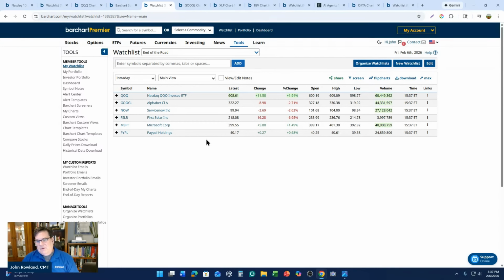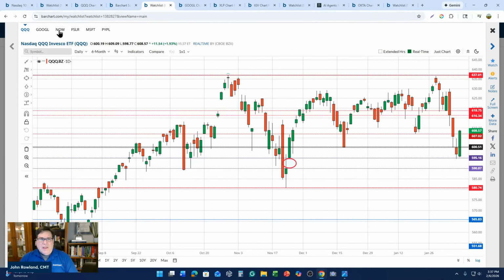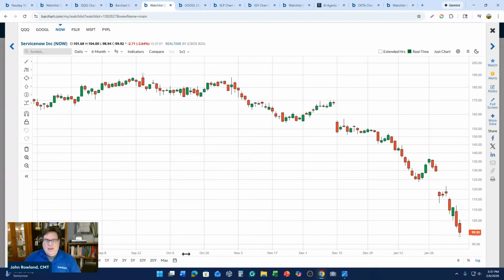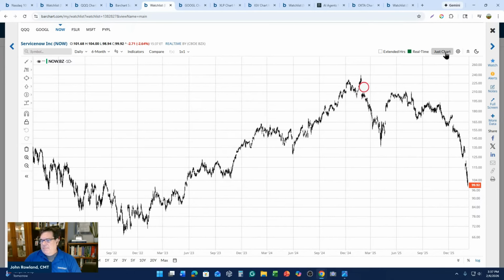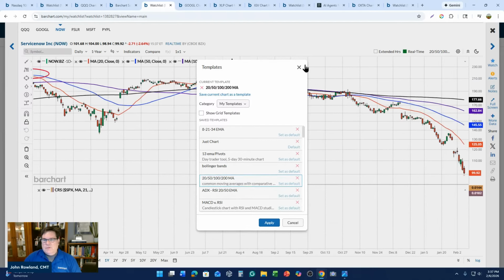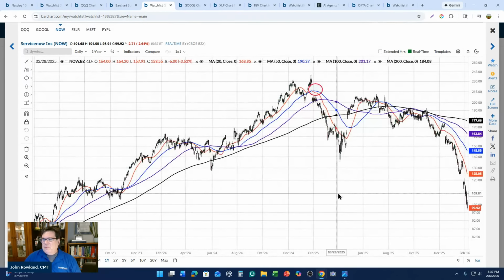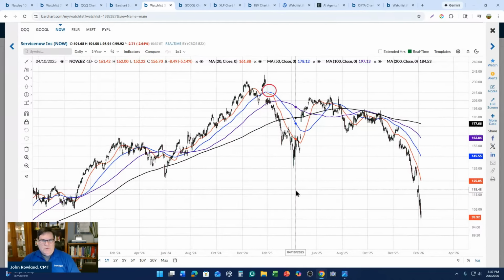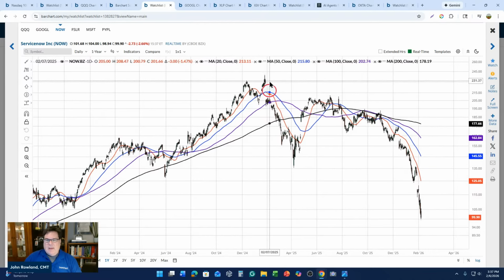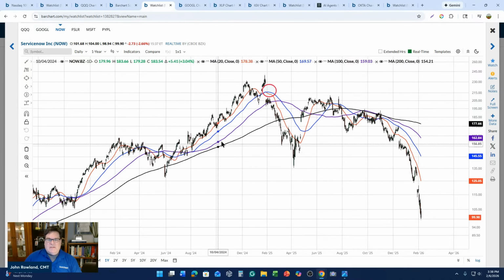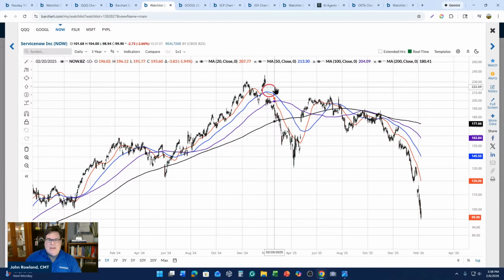types of stocks, there's a lot of different outcomes and scenarios, but what we normally see is, for instance, here's ServiceNow. And if I go back and put in a template here, this has the 200, 50, 100-day, and 20-day moving averages. The 20 is the red, the blue is 50, the purple is 100, and the black is the 200. So typically what happens is, you have this trend line, and then you get a trend line break, and then you get this gap.